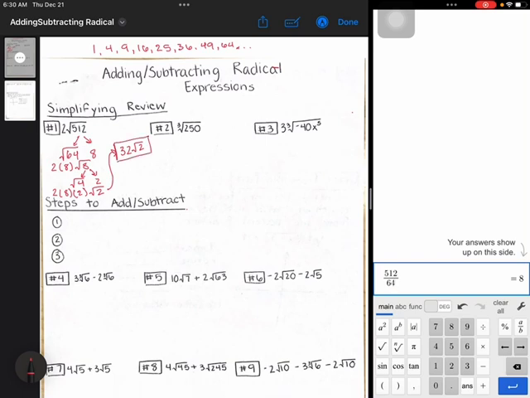So if you take out a perfect square and then you realize you could have taken out a bigger one, you just kind of keep going. You don't have to stop, but you can just keep going. So let's look at the next one.